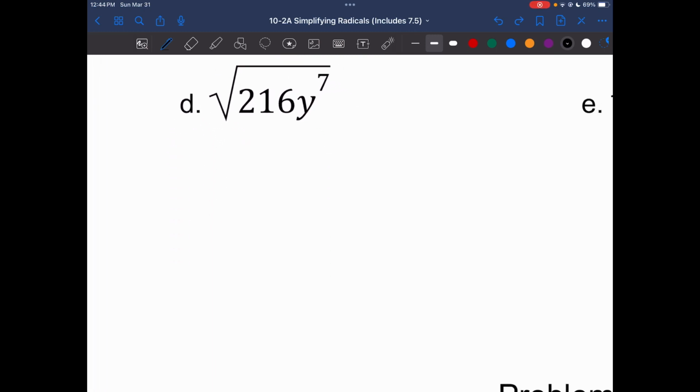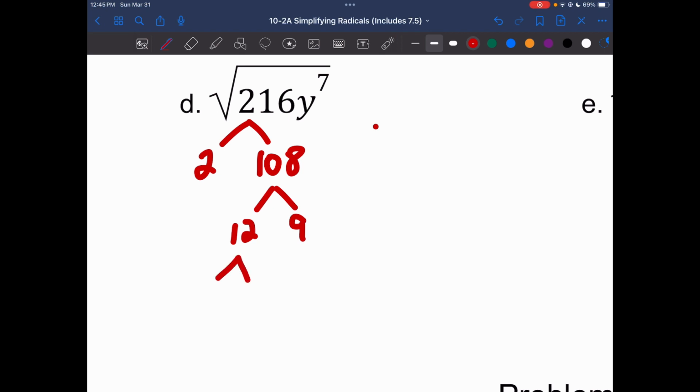All right, let's take a look at letter D. So letter D, we have the square root of 216y to the 7th. So we're going to break 216 down into its factors. It's even, so I know I can divide by 2. 216 divided by 2 is 108. That is going to be, let's see, we can divide that by 12. And so we've got a 12 and a 9. 12 can break down into 2 and 6, which is 2 and 3. 9 is 3 and 3.